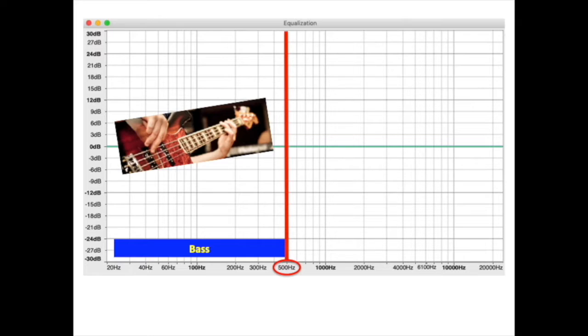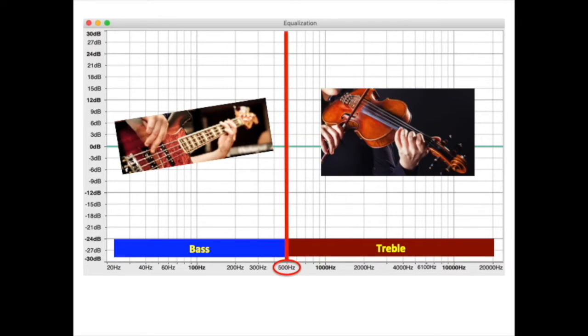The sounds from the bass guitar are going to resonate toward the low end of the spectrum, mostly between 20 and 500 hertz. And we can expect the violin to resonate toward the high end of the spectrum, mostly between 500 and 20,000 hertz.